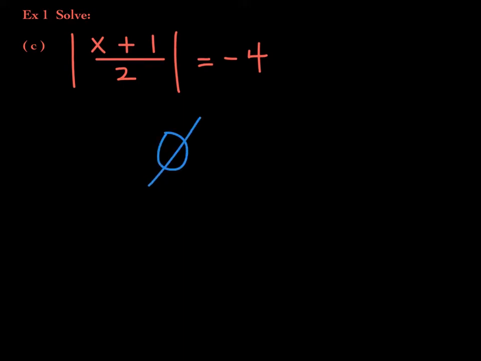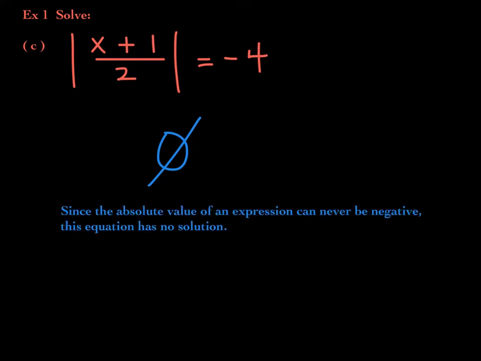Okay, let's add something to your notes. Since the absolute value of an expression can never be negative, this equation has no solution. So we have to be very careful. If ever your absolute value equation is set equal to a negative number like this, then your answer is no solution. All right, let's move on.